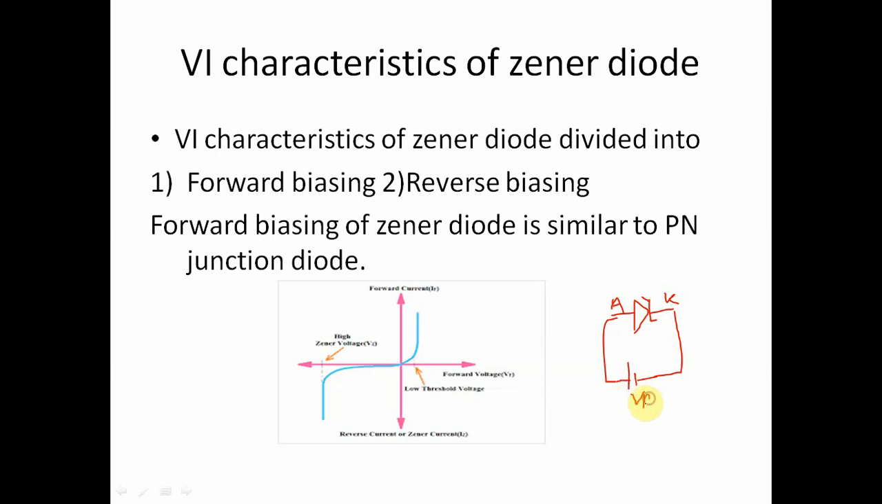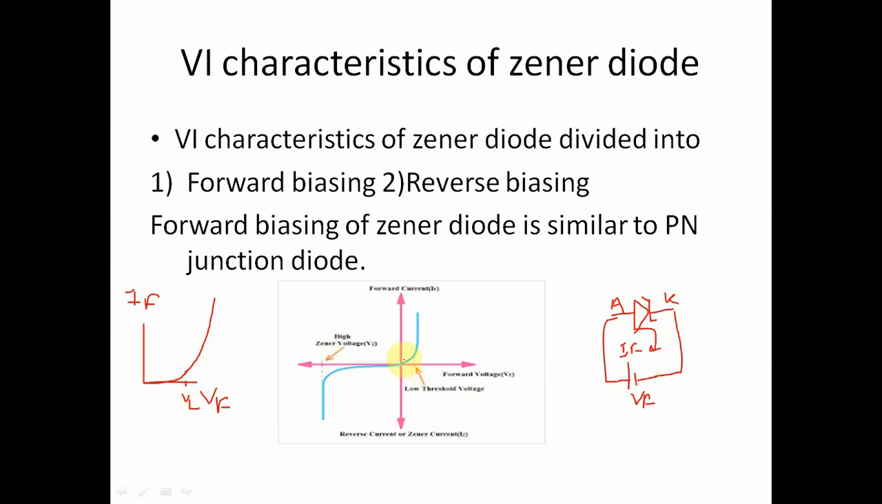Here VF is the applied forward voltage and IF is the forward current flowing through the circuitry. Now the graphical representation has voltage on the x-axis and current on the y-axis. In forward biasing of Zener diode, as the voltage increases, the current increases by a very small amount. If the voltage reaches the cut-in voltage, then the current increases rapidly or suddenly. This is the forward VI characteristics of Zener diode.